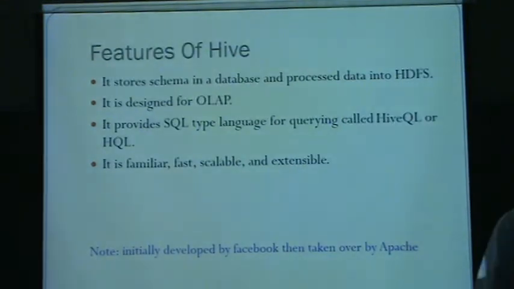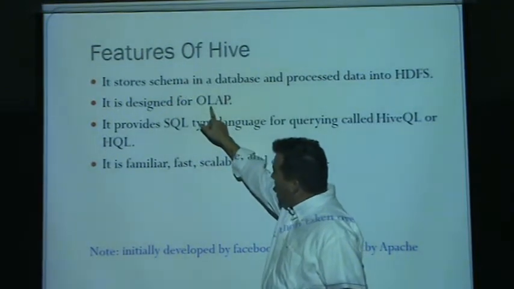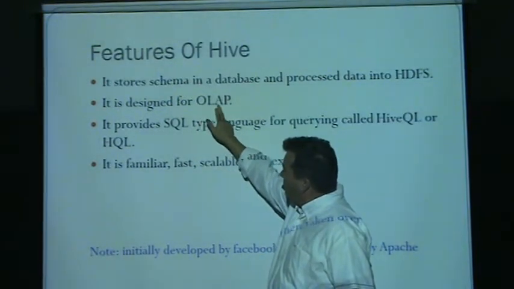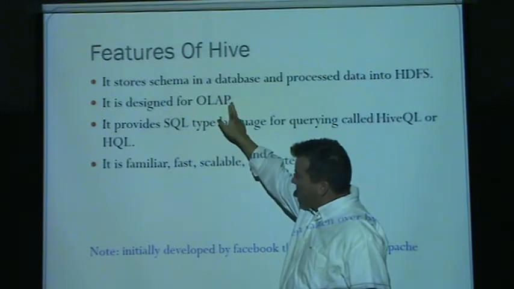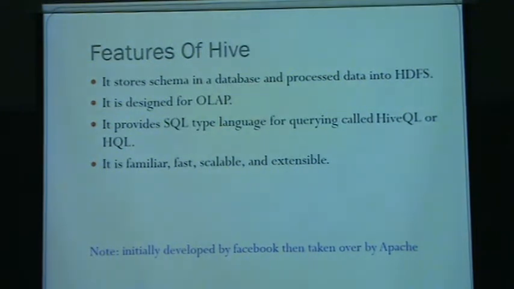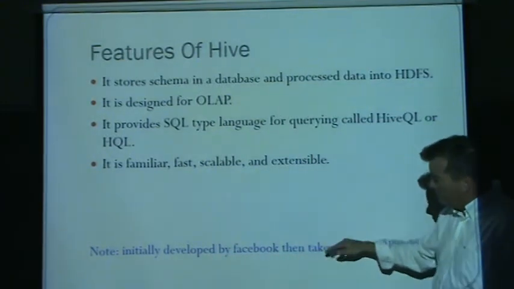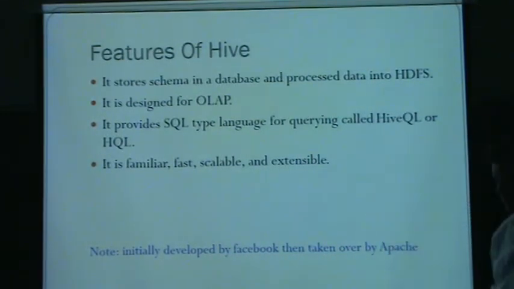So some of the features of Hive are: it stores schema in a database and processes the data using the higher level Hadoop file system. It is designed for OLAP, online analytical processing. It provides an SQL type language for querying the database, and it's fast, scalable, and extendable. Hive was originally created by Facebook, but then Apache took it over from them.